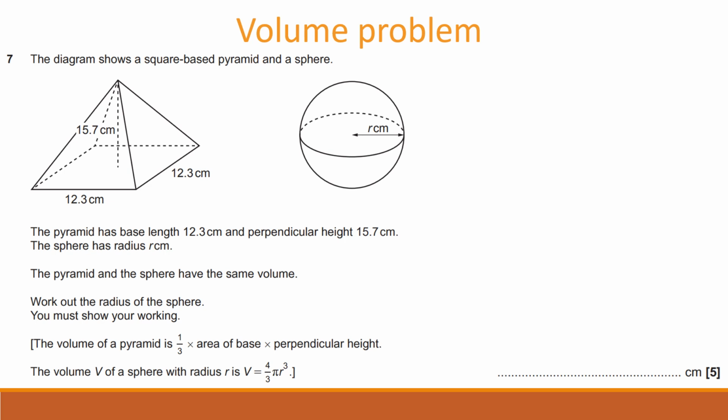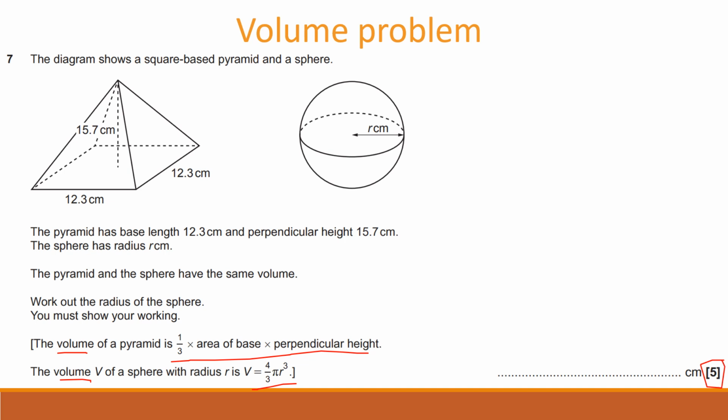Question 7 is a volume problem, and we're looking at 2 shapes here, a pyramid and a sphere. We're told down the bottom the formula for the volume of the pyramid: 1/3 the area of the base times the perpendicular height. And it tells us the volume of the sphere is 4/3 pi r cubed. Now this question is worth 5 marks in total.